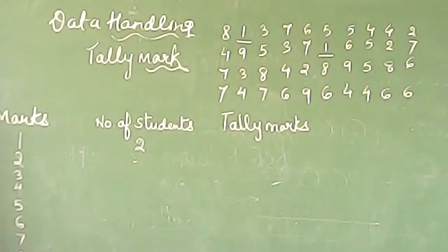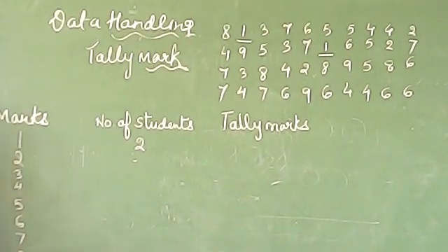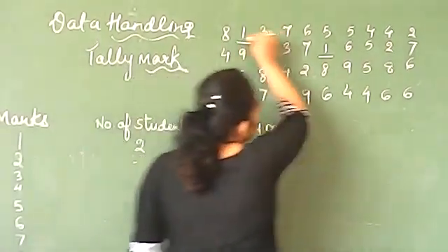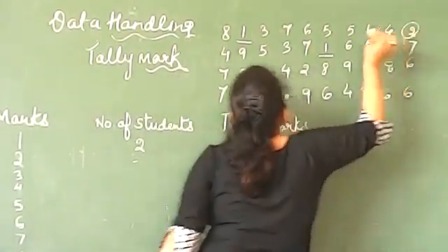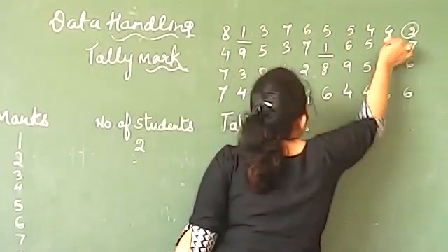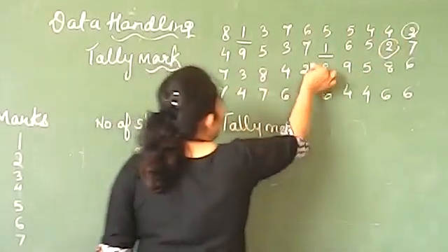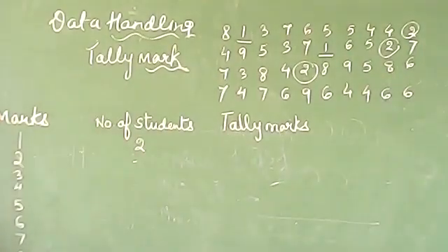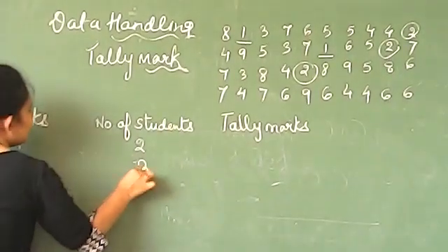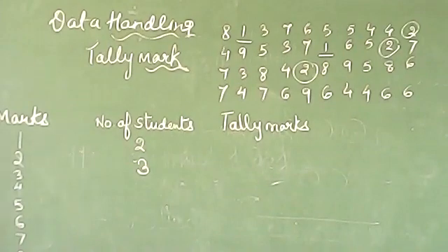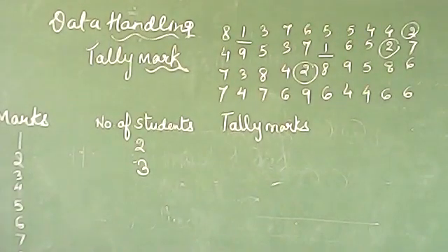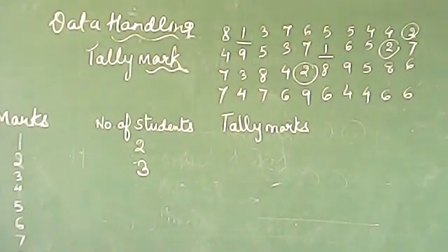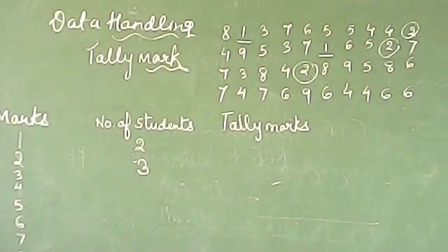Now 2 marks. 2 marks कितने बच्चों को मिला है? Let's observe it. In this line we have 1, then we have one more, then we have one more. Okay, so it means we have total 3. So here 2 marks are written 3 times. So we will write it down here: 3 students have got 2 marks.